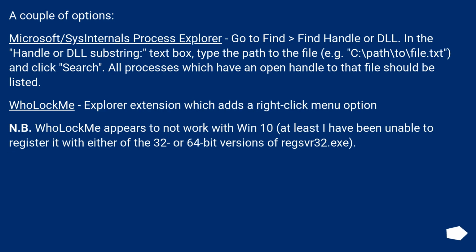A couple of options. Microsoft Sysinternals Process Explorer: go to Find > Find Handle or DLL. In the Handle or DLL substring text box, type the path to the file, for example c:\path\to\file.txt, and click Search. All processes which have an open handle to that file should be listed.